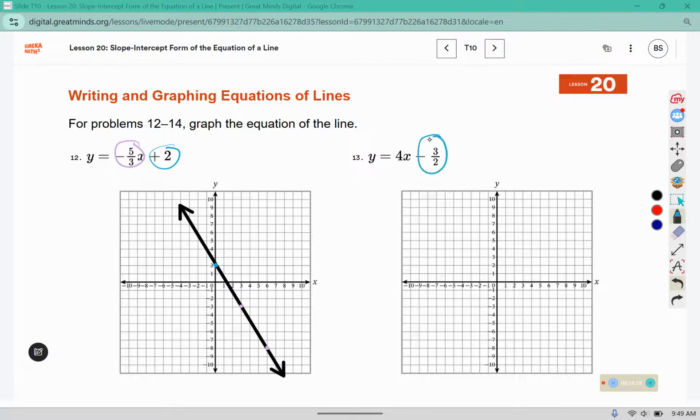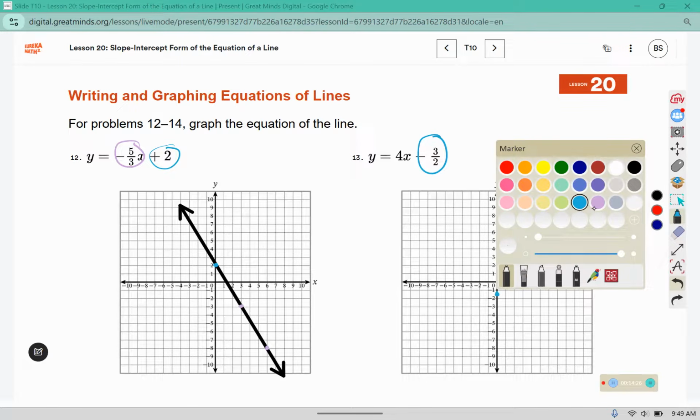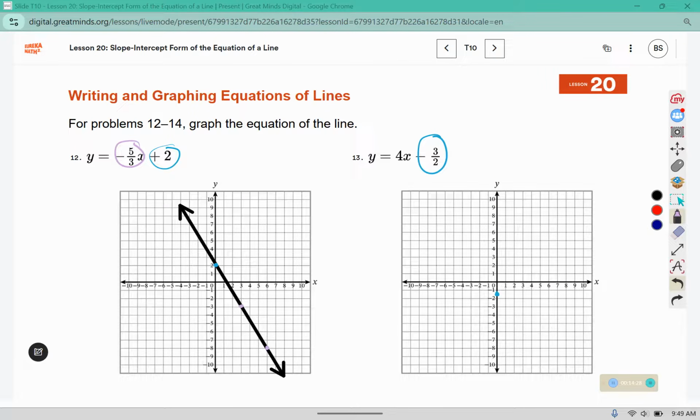For this one, we're going to start at our y-intercept. That is -3.5 or -1.5 if you changed it to a decimal. And then it tells us to go up 4 and right 1. So this would be 1/2, 1.5, 2.5, 3.5, 4, and right 1.